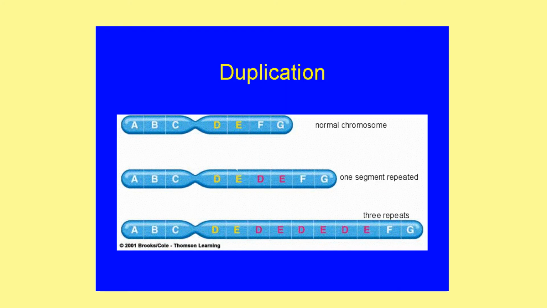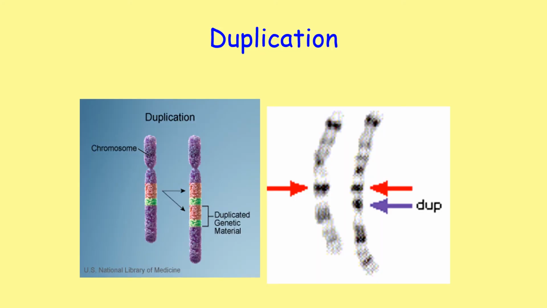Now, the last chromosome mutation that I want you to take a look at is duplication. Within our normal chromosome, a section of the chromosome has been duplicated. You can see here that the section that contains the D and E genes has been duplicated, so I've got that D and E twice. Sometimes it might happen more than twice. You could have it repeated 3 times. And here again, you've got some pictures of a duplicated chromosome.